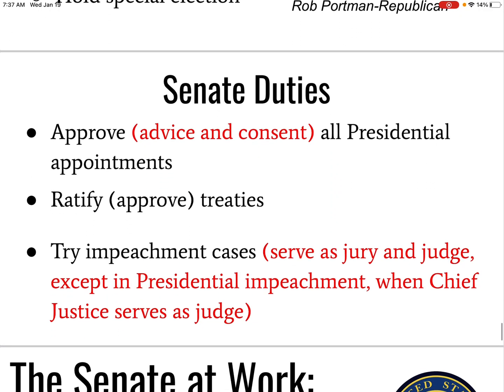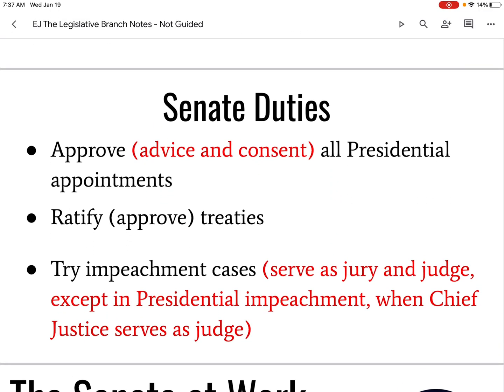Let's take a look at Senate duties, okay? So these are things that the Senate specifically does, powers that only the Senate has. Because remember, their main goal, just like the House of Representatives, is to get laws passed. However, they got some other duties as well. These are the ones that are special just to the Senate.